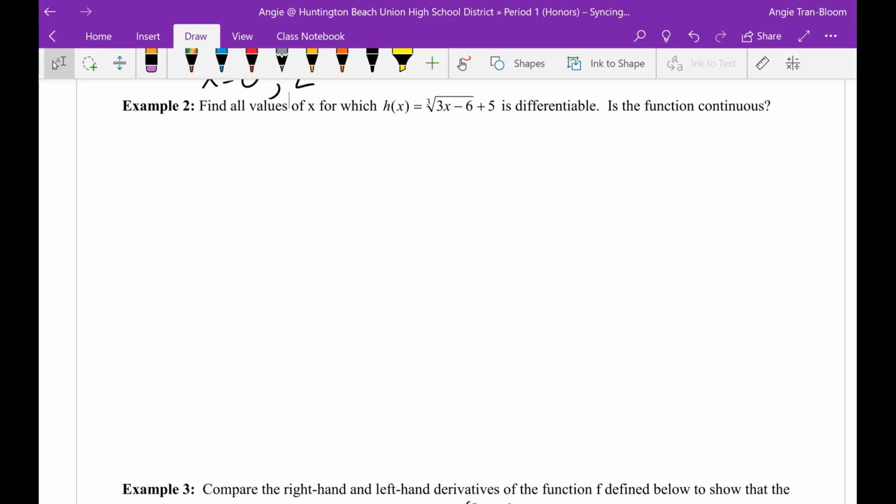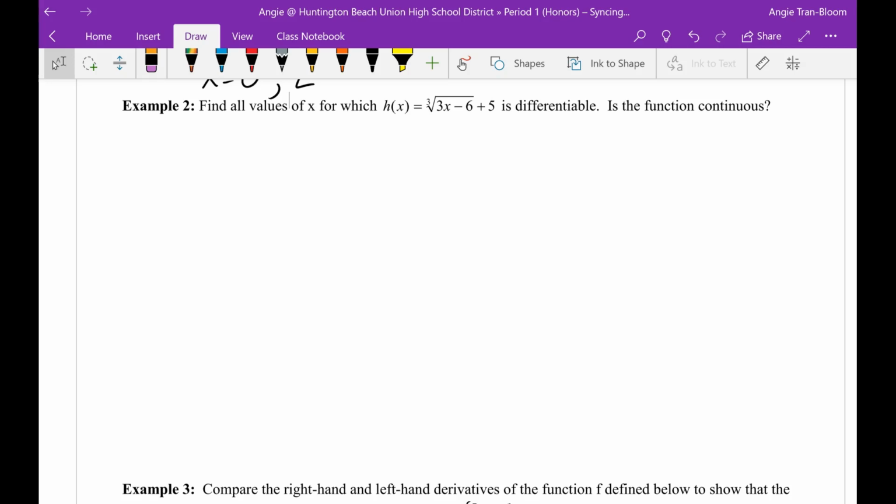Hello students, this example is from section 3.2 of your notes packet. The direction says find all values of x for which h of x equals the third root of 3x minus 6, and then plus 5, is differentiable. Is the function continuous? Okay, so differentiable, remember the word differentiable means where is it that it has a slope? Again, continuous does not mean that it is differentiable. So that's not always true. You have to find if it has a corner, a cusp, a vertical tangent, or discontinuity. Those are four locations where a function will not be differentiable.